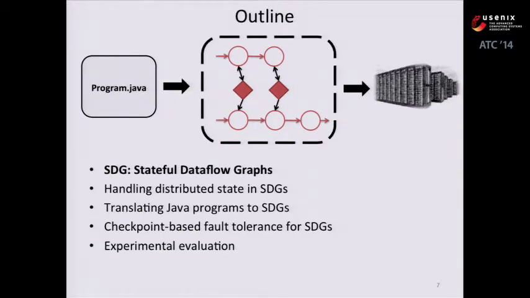So this is the outline of the talk, where I will start first explaining stateful data flow graphs and the distributed mutable state abstractions that we've introduced. Then I will go to the translation process, so how we go from the Java program to the stateful data flow graph. I will then explain the checkpoint-based fault tolerance model that we propose, and we'll end up with the experimental evaluation.